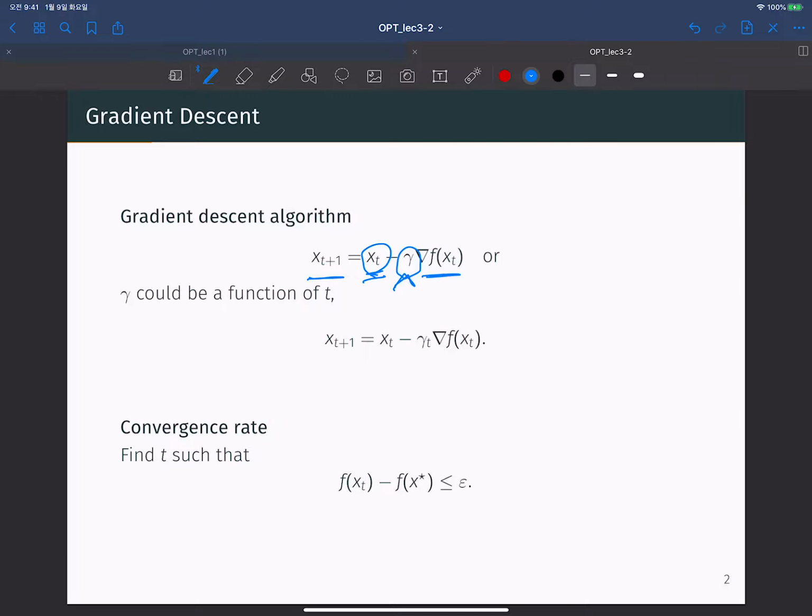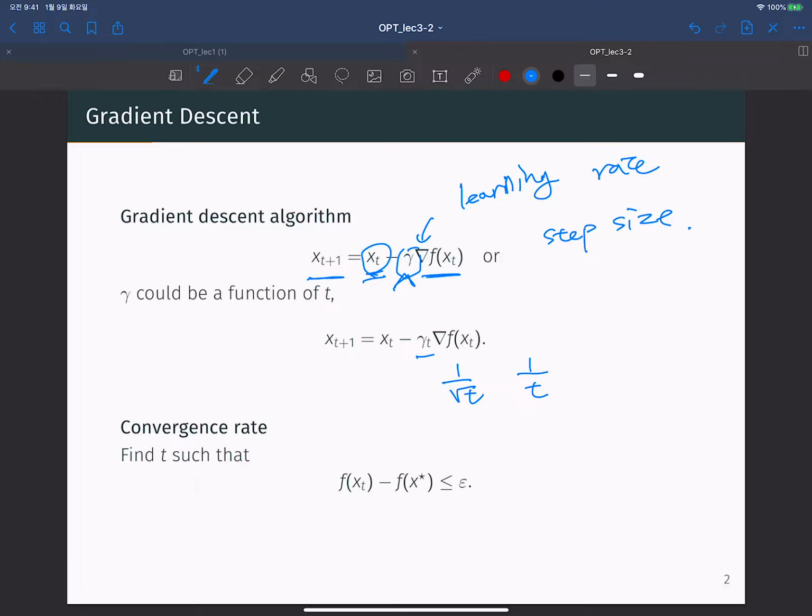When gamma is large, we move a lot. When gamma is small, we move very little. And gamma could be a function of t, so we can control gamma_t like 1 over square root of t, 1 over t, and so on. We usually say gamma is the learning rate. So gamma is referred to as the learning rate or step size.